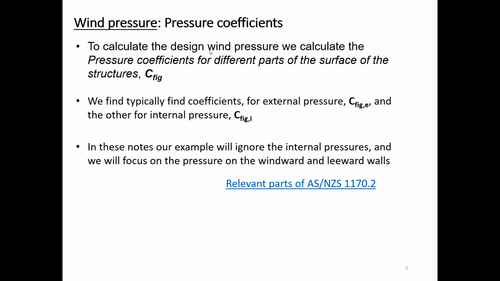To calculate the design wind pressure, we calculate the pressure coefficients for different parts of the surface of the structures, C-fig. We typically find coefficients for the external pressure, E, and the other for internal pressure, I. In these notes, our example will ignore the internal pressures, and we will focus on the pressure on the windward and leeward walls. We're going to keep it simple. Just the outside pressures pushing on the windward wall and the pressures pulling away from the leeward wall.